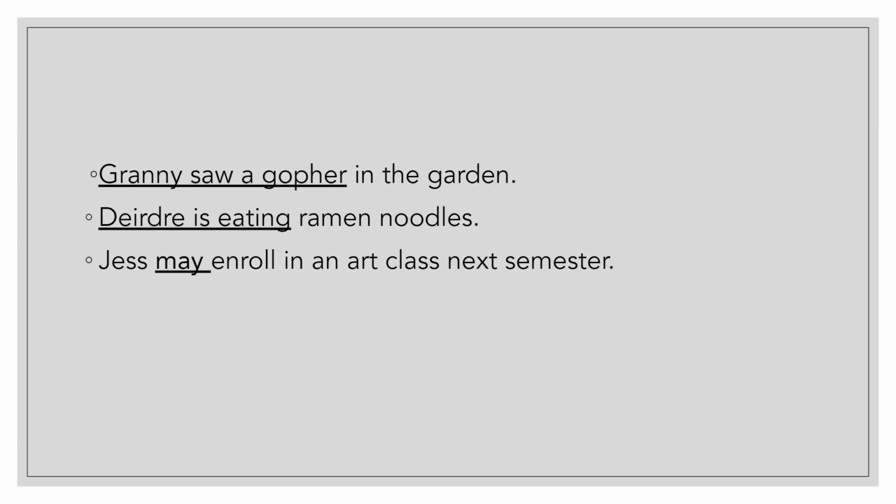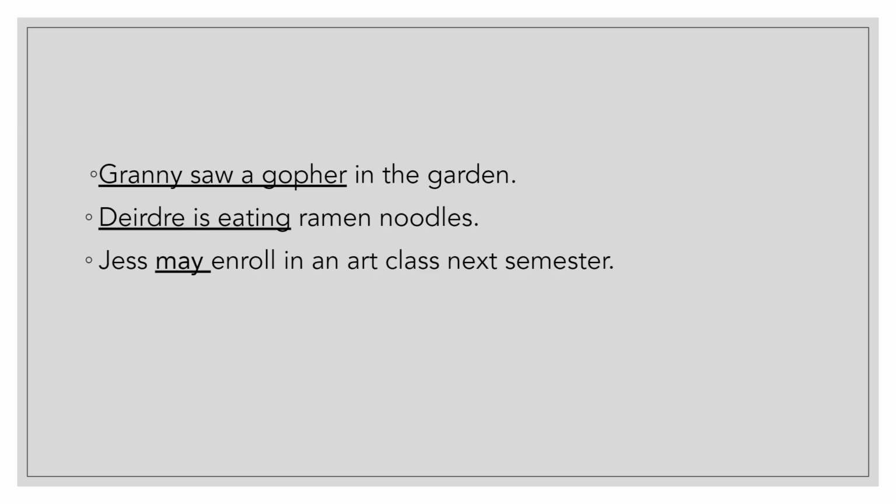Whereas in the second sentence, Deirdre is eating ramen noodles. Unlike the verb see, we can have the verb eat as an intransitive verb. Yes, it adds meaning. It gives me more information if you add a direct object and you tell me what the person is eating, but the verb eating itself can exist without a direct object. So Deirdre is eating would be a perfectly fine sentence to say. And that direct object is a little less essential than the gopher in the first sentence.